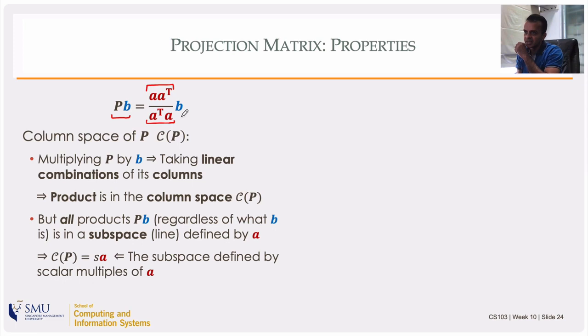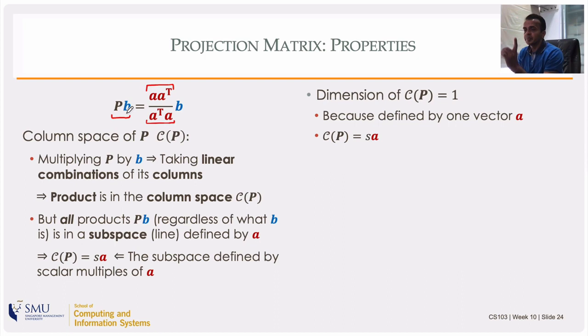So the column space of P is actually just a line that is defined by A, because the projection has to be along the direction of A. That is obvious because that is the definition of projection. But this multiplication basically says that the product has to be in the column space of P. That means the column space is just a line that is defined by A. So that is an interesting property. And the dimension of the column space is the rank of P. And we saw that P is a rank 1 matrix, so there is only one line in the column space of P.